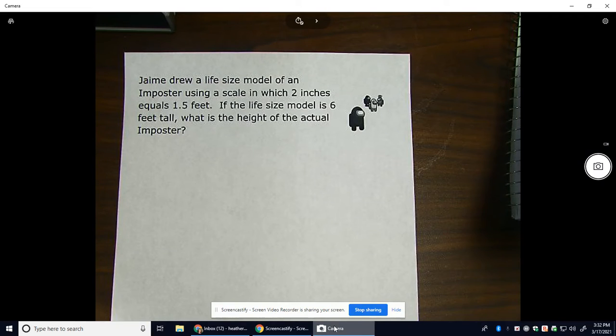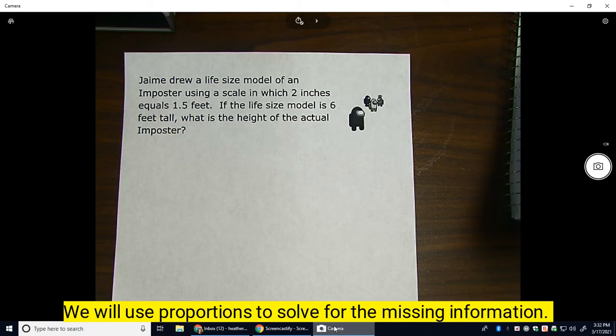We're working on reviewing some 7th grade standards. This particular problem says that Jaime drew a life-size model of an imposter using a scale in which 2 inches equals 1.5 feet. If this life-size model is 6 feet, what is the height of the actual imposter?